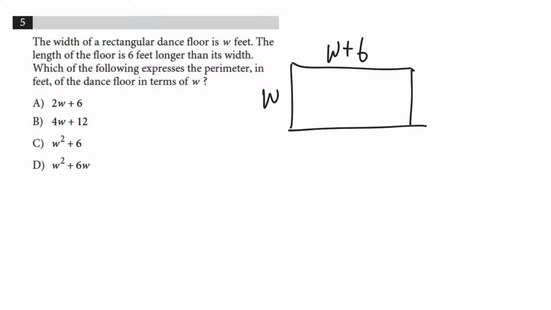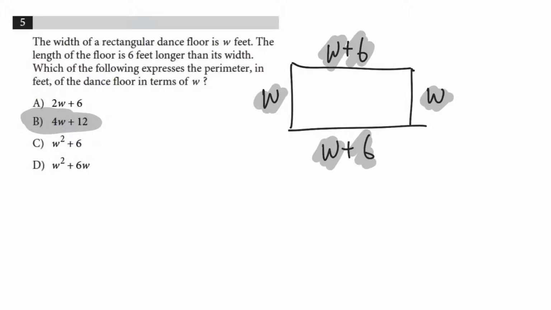Which of the following expressions expresses the perimeter in feet of the dance floor in terms of W? Okay, so I know that I've got W on that side, and I know this is going to be W plus 6. So we can just add up these sides here. I'm going to have 2W and 2W, that's 4W. And then I'm going to have 6 and 6, which is 12. So my answer is going to be 4W plus 12.